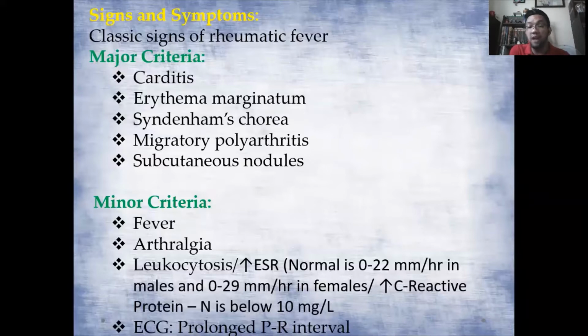The normal value is 0 to 22 millimeters per hour in males and 0 to 29 millimeters per hour in females. Also, there will be an increase in C-reactive protein, and the normal value should be below 10 milligrams per liter. And if you observe the PR interval, it is somewhat prolonged for patients who have rheumatic heart disease.